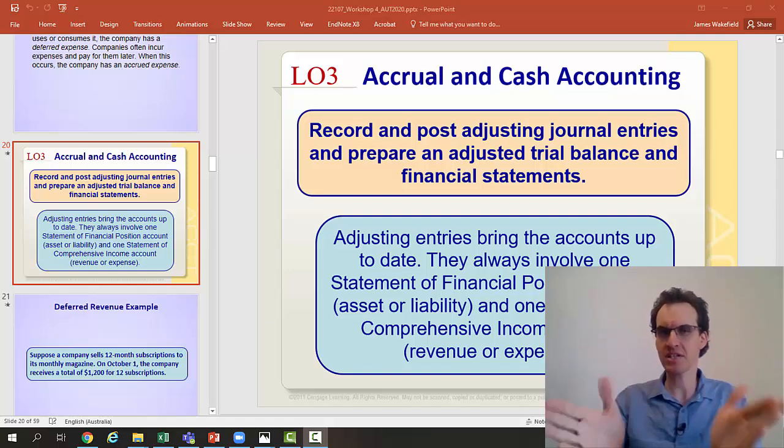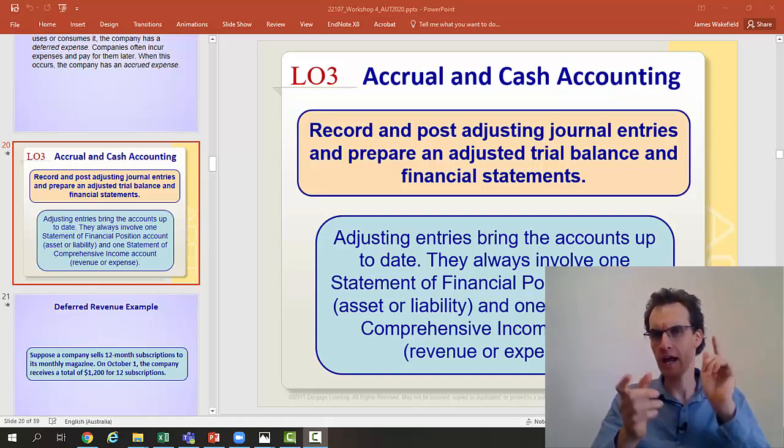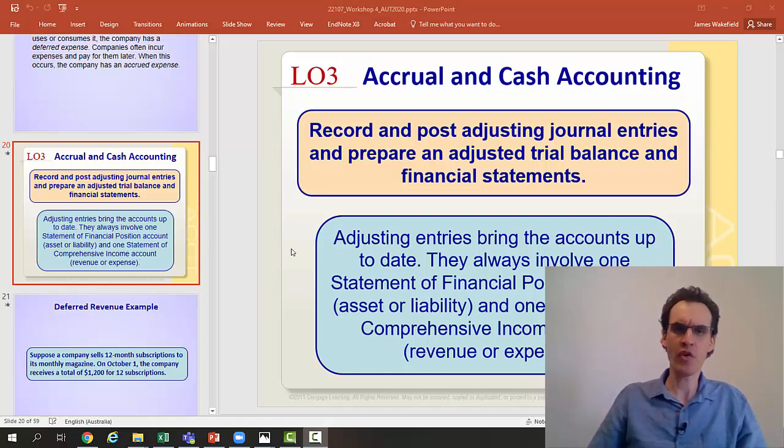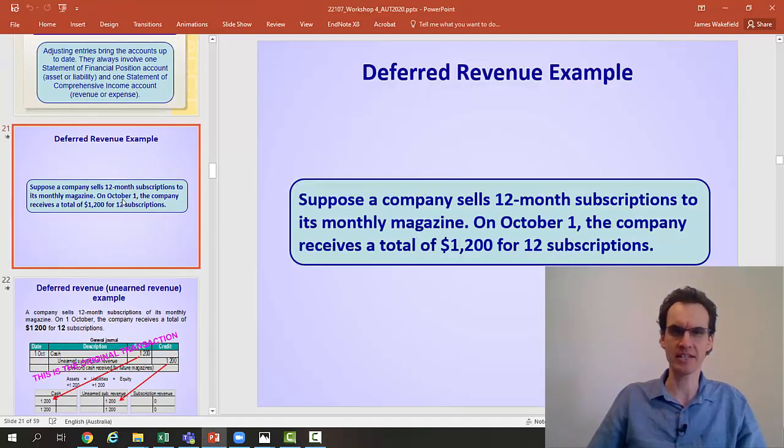For every single adjusting entry we record, at least one account out of the income statement and at least one account out of the balance sheet is included in that adjusting entry. So let's now move on and look at a series of examples related to adjusting entries.